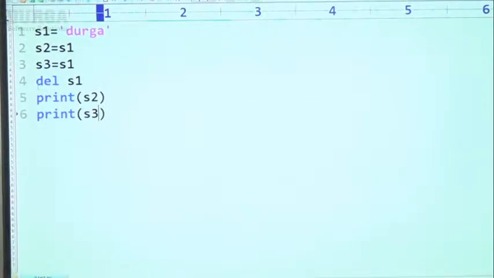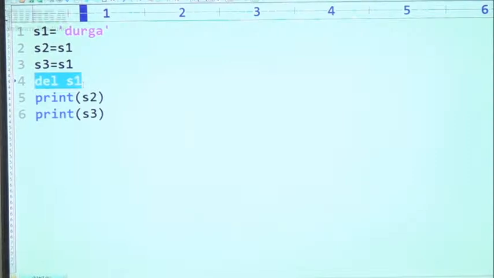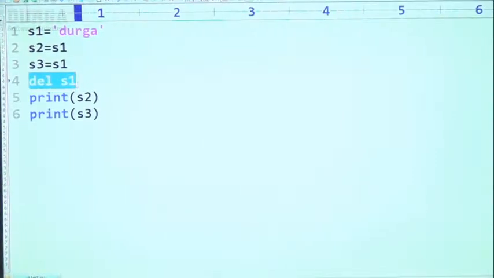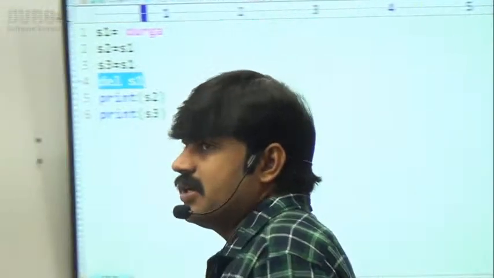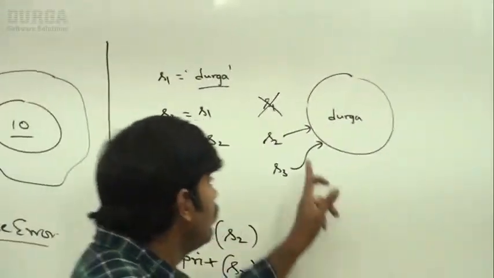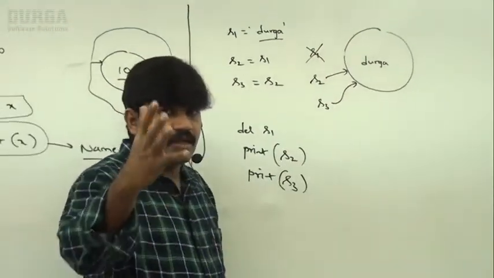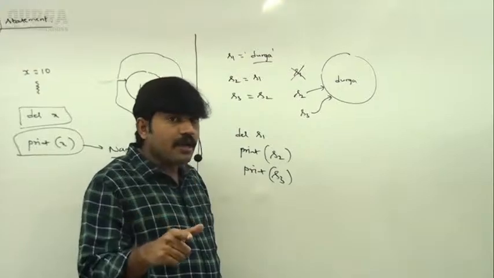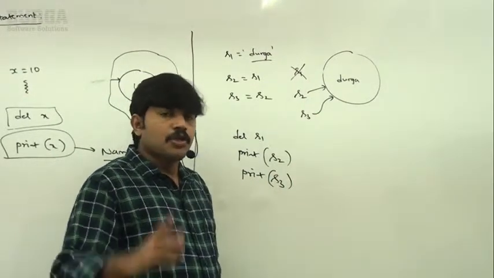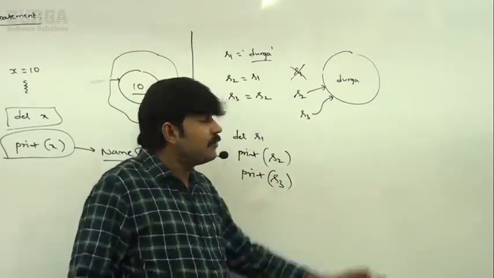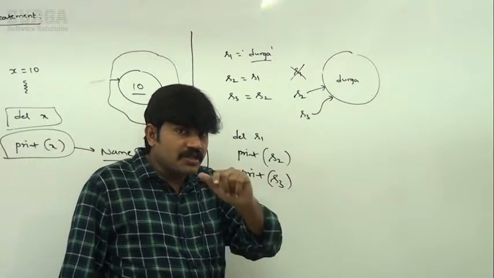Means that if you delete a reference variable, it doesn't mean that object is eligible for garbage collection. Sir, here if you observe, even though you deleted S1, that object is not eligible for GC because multiple references are there. If you delete all reference variables, then only this object is eligible for GC.